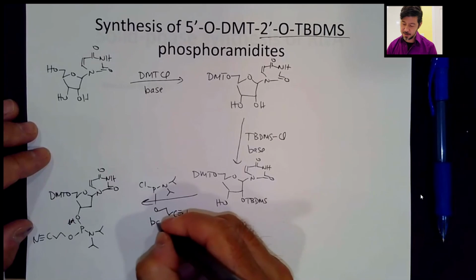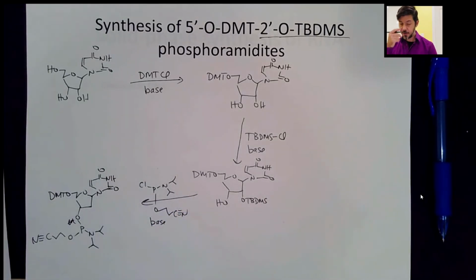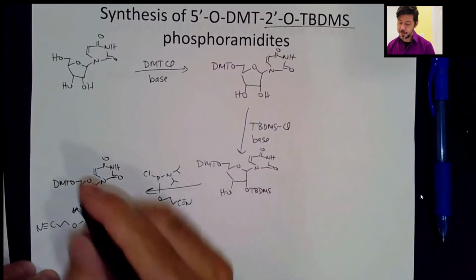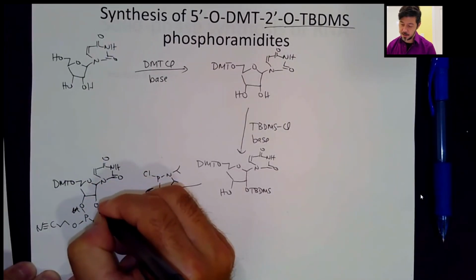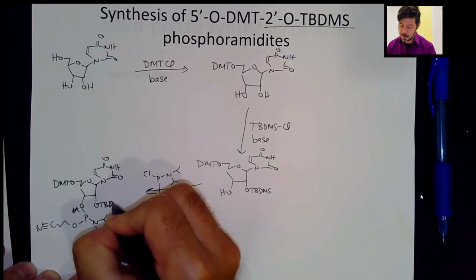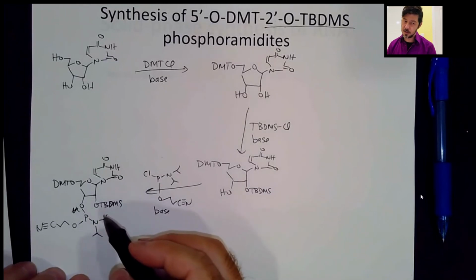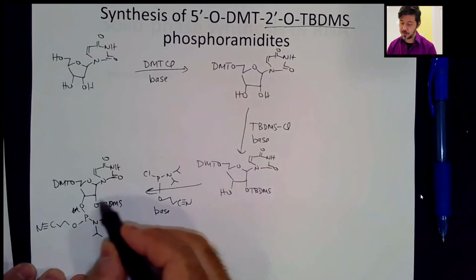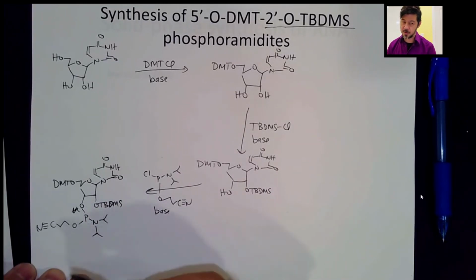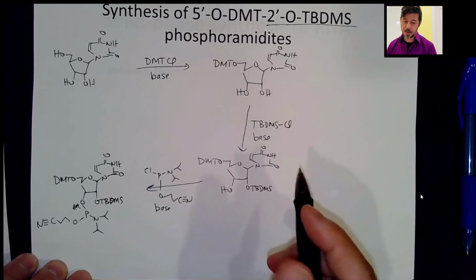And we need some type of base for that as well. So that's how we make our phosphoramidite. So we have an extra step. The yields are not as good during the phosphorylation because you might have some steric hindrance from the TBDMS group, preventing that reaction from occurring at the same levels as it would for a deoxy nucleotide.